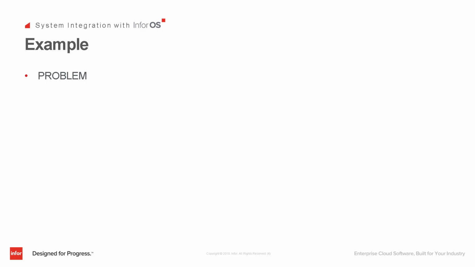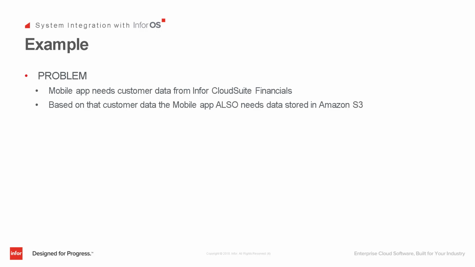So we'll take a look at how to build one of these API flows, and we'll use the following example. Let's say we have this business problem. We're going to build a mobile app and it needs customer data from Infor Cloud Suite Financials. But that same app also needs customer data that's stored in Amazon S3, and the data in Amazon S3 is based on the data that we first get from Cloud Suite Financials. And Infor and Amazon have different security mechanisms, which they do, different user setup, etc. So if we could avoid making multiple calls to get all this data, that would be good.